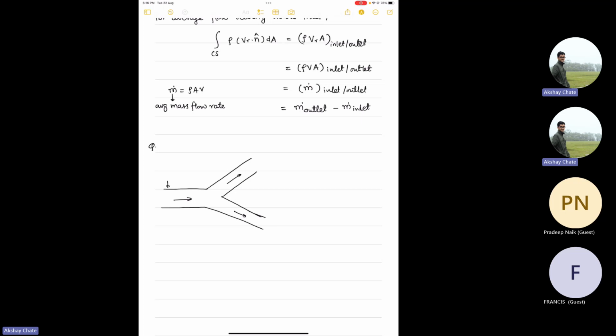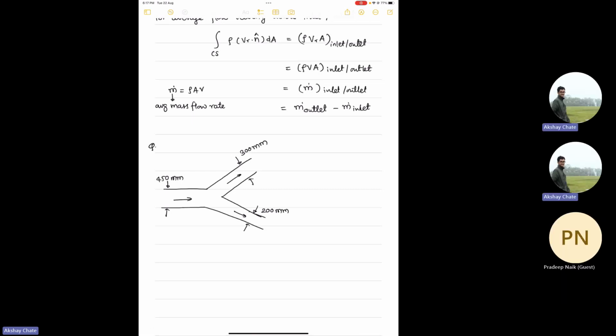Here this dimension is 450 mm. This dimension is 300 mm, and the second stream dimension is 200 mm. It is a rectangular channel, and they have said that there is a unit depth. So the depth into the plane of the paper or plane of the screen will be unity. So that is okay. Now they have mentioned that the flow rate at the inlet is 9 meter cube per second.